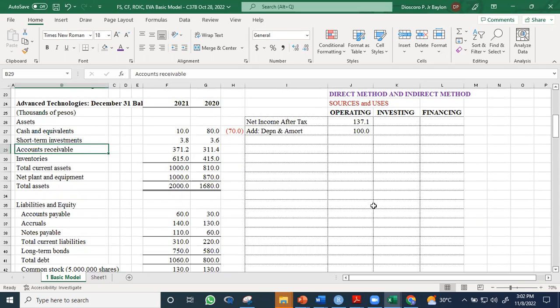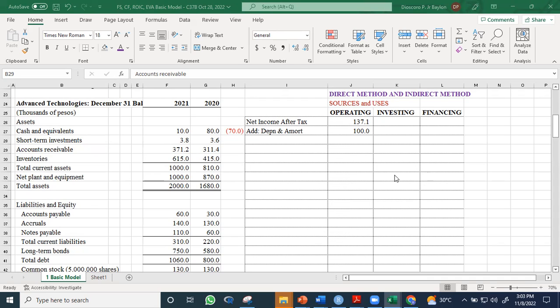So what happened to accounts receivable? Did it increase or decrease? Kindly chat, please: I if it increased, and D if it decreased. That should be an easy question. I for increase and D for decrease. All right, so the answers are D.